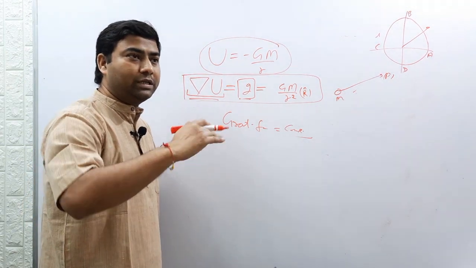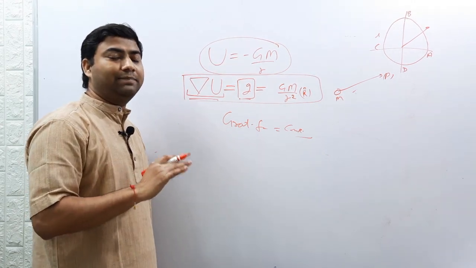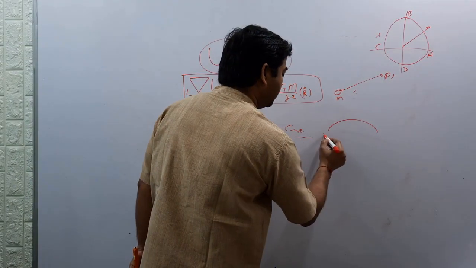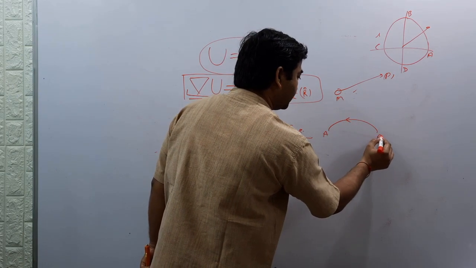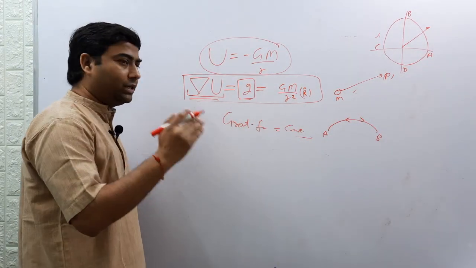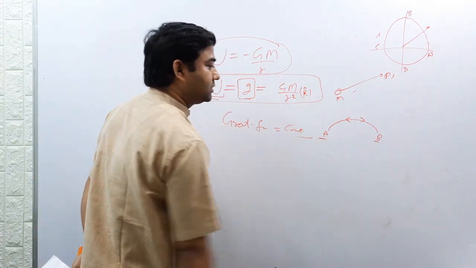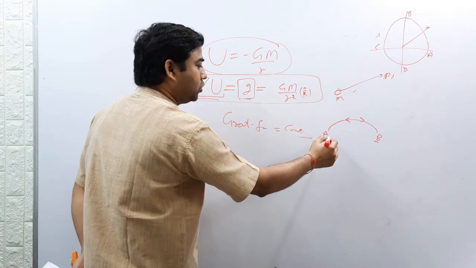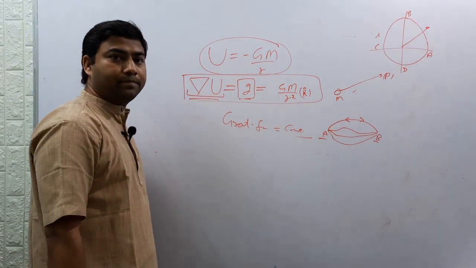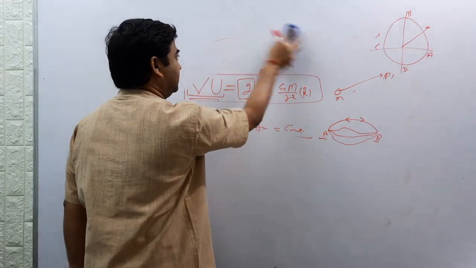Or from point A to B, when a particle moves from point A to B under this force, the work done depends only on the end points, that is A to B, not on this path. For a conservative vector field, work done depends only on the end points, not on the nature of the path. For all these paths, work done is the same. And for a closed path, work done is zero.